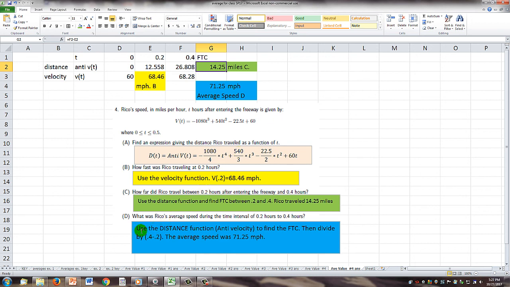And then the last question, what's Rico's average speed? Remember that's an average, so you're given the velocity, but you remember you have to take the antiderivative of velocity, which is distance, get the FTC, and then take that FTC and divide it by b minus a, which is 0.4 minus 0.2. And so that's in miles per hour. So that's 71.25.